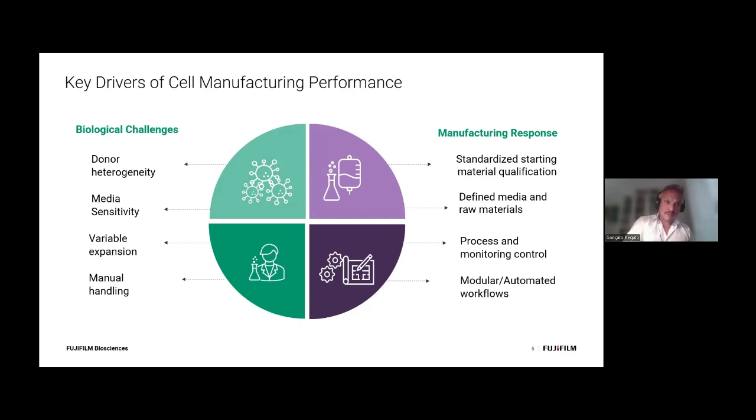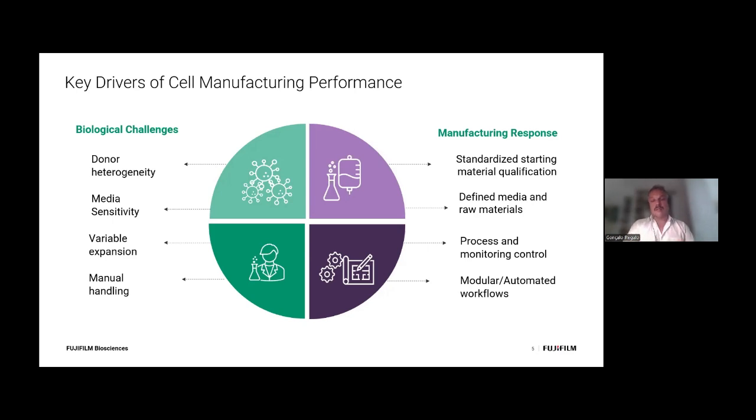From the donor heterogeneity to media sensitivity to the variable expansion and variation in the quality attributes, in the phenotype, even sometimes in the potency of these drugs, which are drugs in the end. These cells will be a pharmaceutical product, but again, as well, manual handling. In the end, a PhD will manage to do a CAR T cell relatively easily following a protocol.